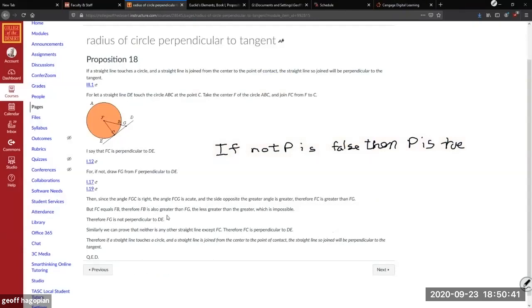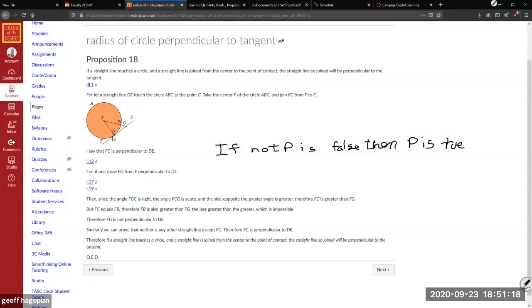Okay, so since angle FGC, do you see that there? FGC is a right angle. Angle FCG is acute. And the side opposite the greater angle is greater. Therefore, FC is greater than FG. So FC would have to be longer than FG if FG is the perpendicular. Right, because then angle FCG would have to be an acute angle, and so it's smaller.